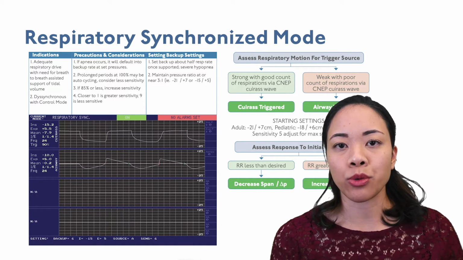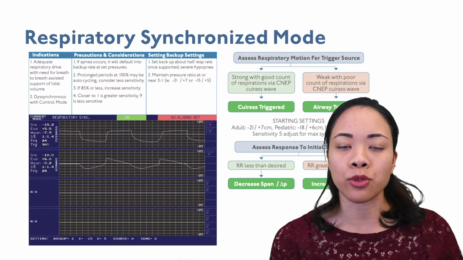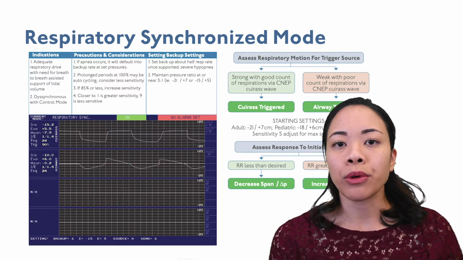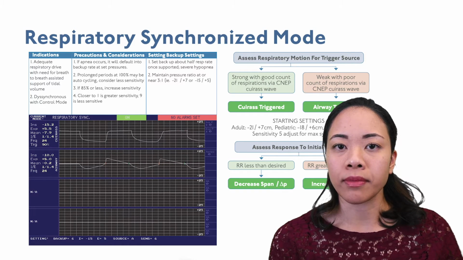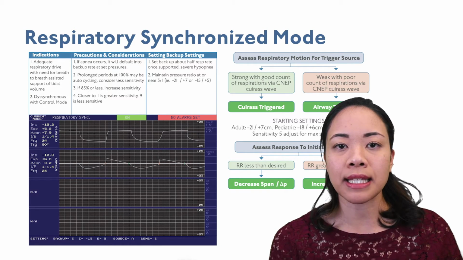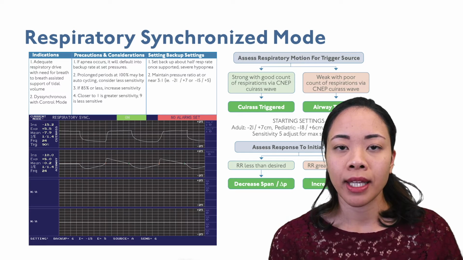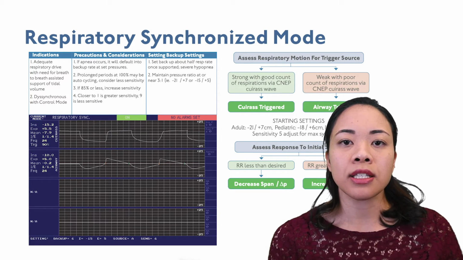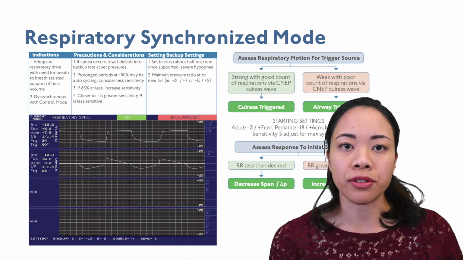Inspiratory pressure and expiratory pressure are set according to the principles we discussed for control mode, with a balance ratio of about 3:1 and a delta P, or change of pressure, of at least 10 centimeters of water pressure. If apnea occurs, RTX defaults into the backup rate at set pressures.